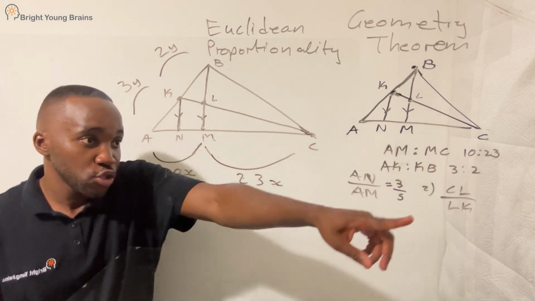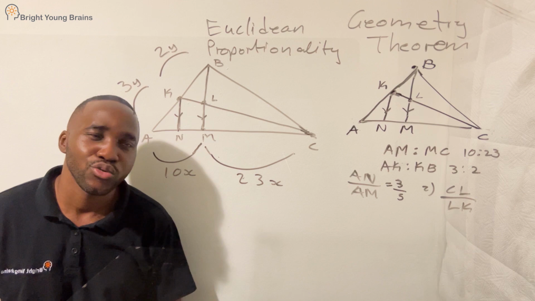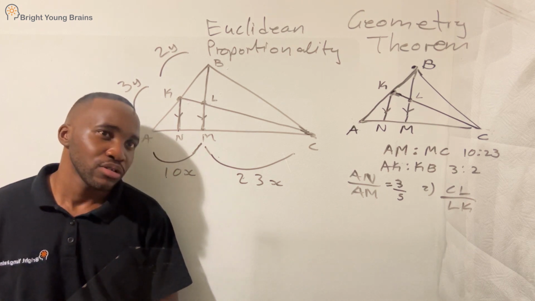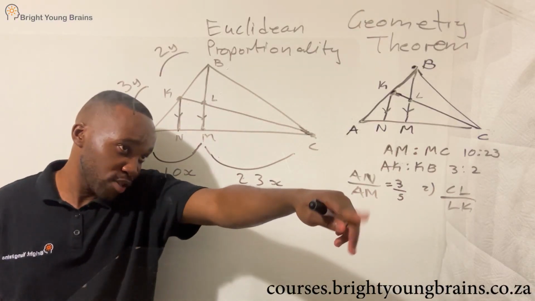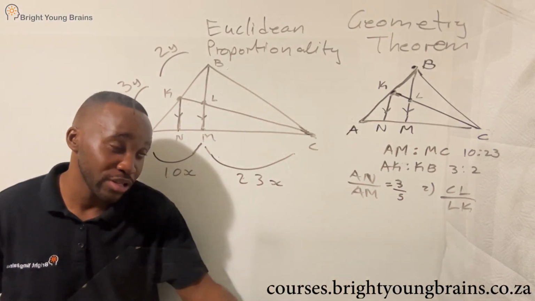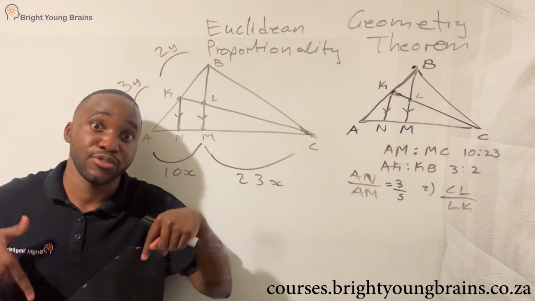We need to work out the ratio LC over LK. I think that one is not going to be too difficult, because here's why. Anyways, we have done the first question. We worked it out in the previous tutorial. The link to that is in the description.